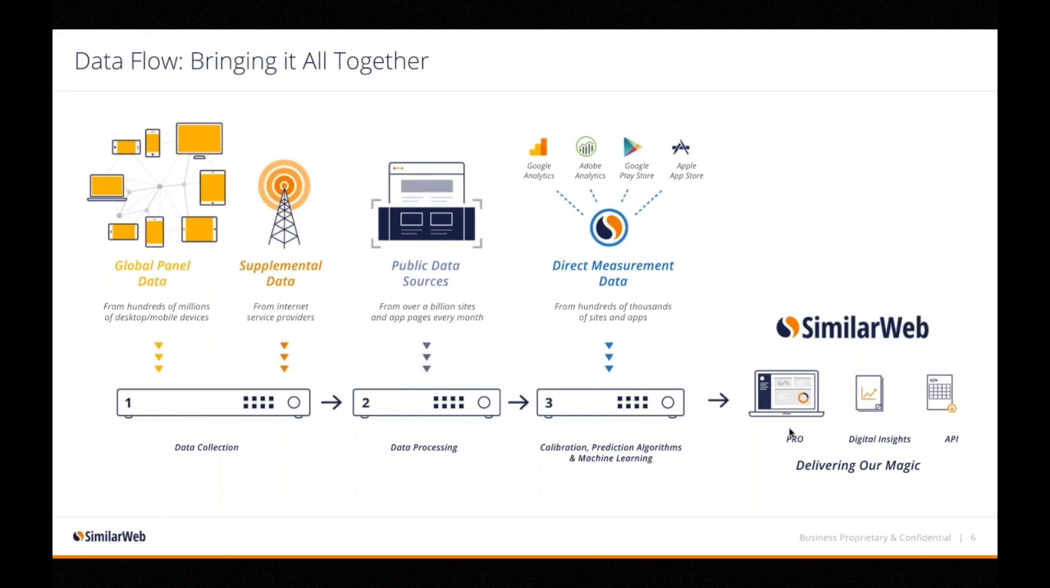And then lastly, to tie everything together, we have a team of leading mathematicians and statisticians that use our direct measurement data, which is Google Analytics, Adobe Analytics, various analytics tools that customers and prospects are giving to SimilarWeb. So we have hundreds of thousands of sites and apps that have provided their direct measurement data to SimilarWeb, and we're able to use that data to build our calibration and prediction algorithms, our machine learning algorithms, because we're able to understand how our panel and the other sources, the supplemental data and public data sources, really relate to the actual measured data. And from there, we're able to extrapolate for every geography, every site, and every app in the world.